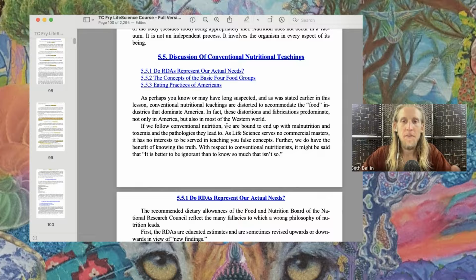Okay, so the discussion of conventional nutrition teachings. Do RDAs represent our actual needs? A look at the basic 4 food groups and the eating practices of Americans. Now, this is very interesting because this document was published in the mid-1980s, I think mid-late 80s. There were recommended daily allowances for that time, which this document has used as a basis. Fast forward to 2026, where we are today, 40 years later, there's a new set of RDAs, there's a new set of guidelines. So we're going to look at all of it.